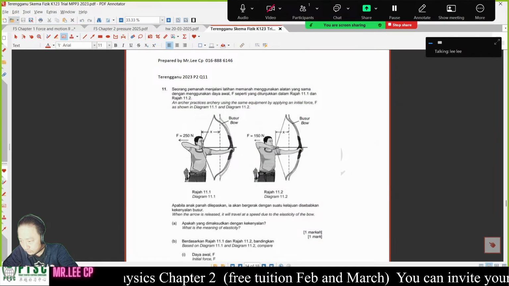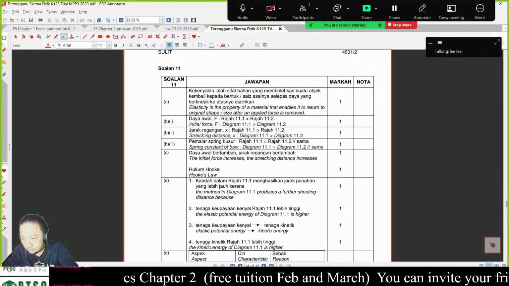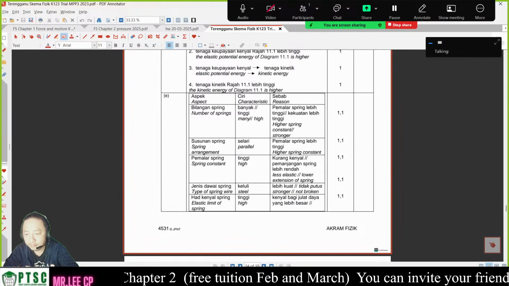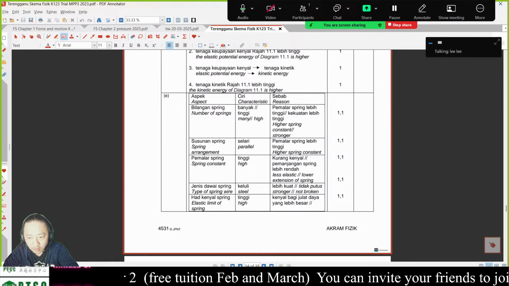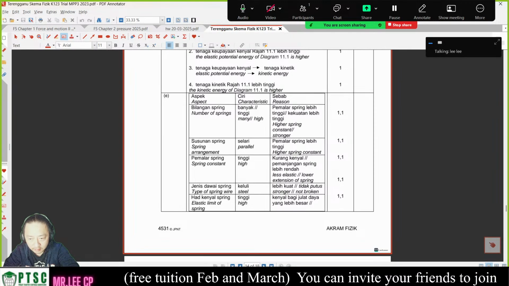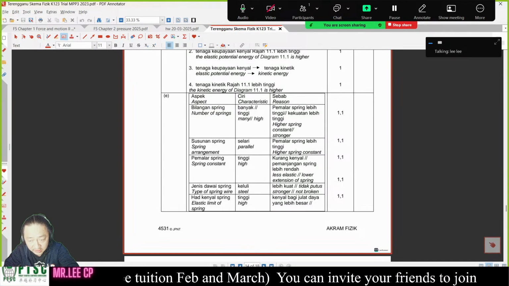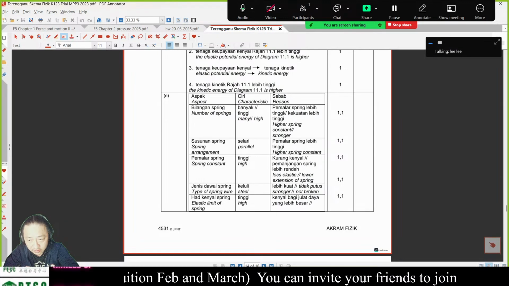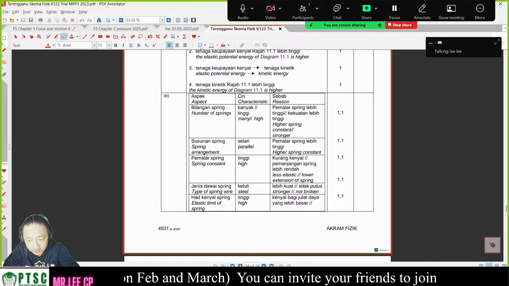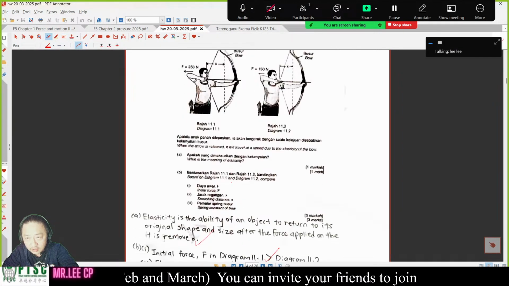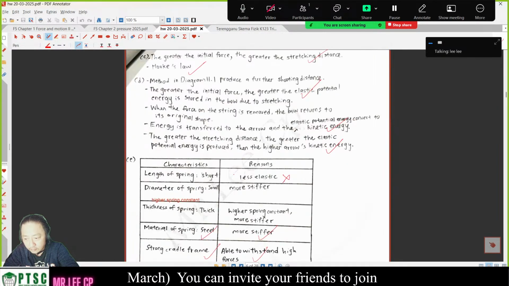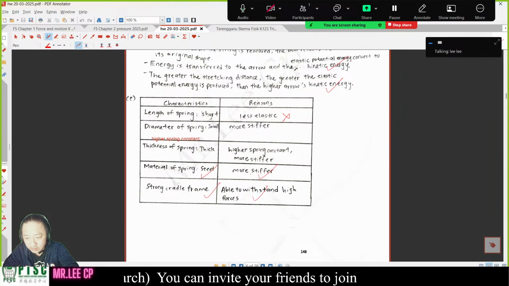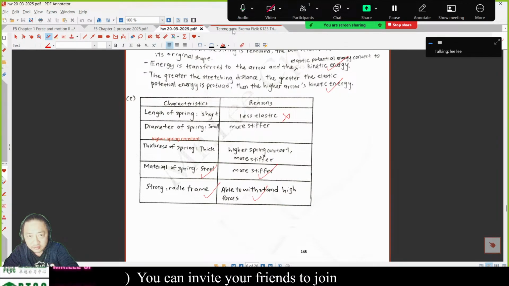Schema. This one. Okay, so they want this one. Number of strings more, right? Parallel. String constant higher. You see, they want this one only. Type of the string is still more stiff, you got it. Right, so this one is okay.